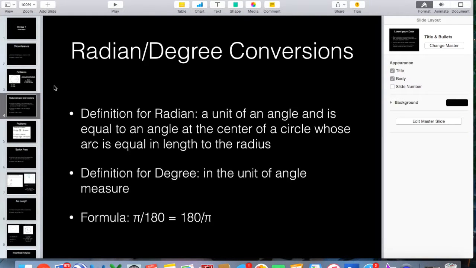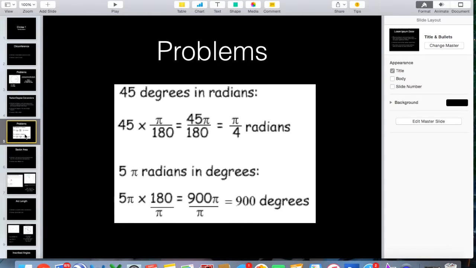Radian degree conversions. Definition of a radian is a unit of an angle and is equal to an angle at the center of a circle whose arc is equal in length to the radius. Definition of a degree is the unit of angle measured. The formula is pi over 180 equals 180 over pi.